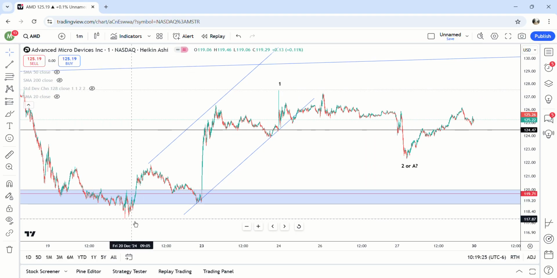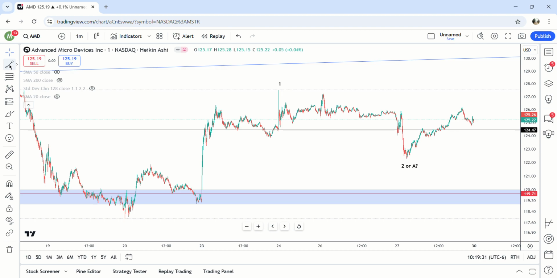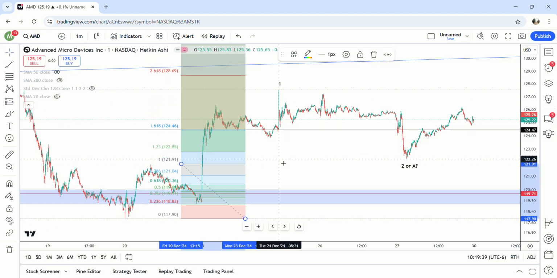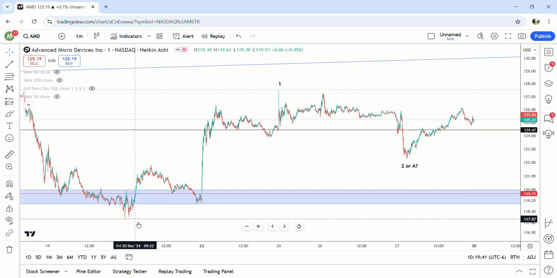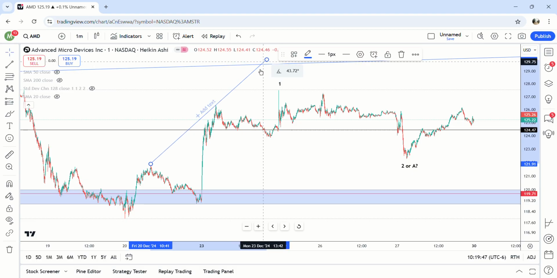It's very nice to see that we got an impulse move here. How do we know it's an impulse? Because we broke the parallel line here, clearly. We broke the 1.61 fib, clearly. So we know that this is 1, 2, 3. Where does the fourth wave end? Likely, well, it does end right here.